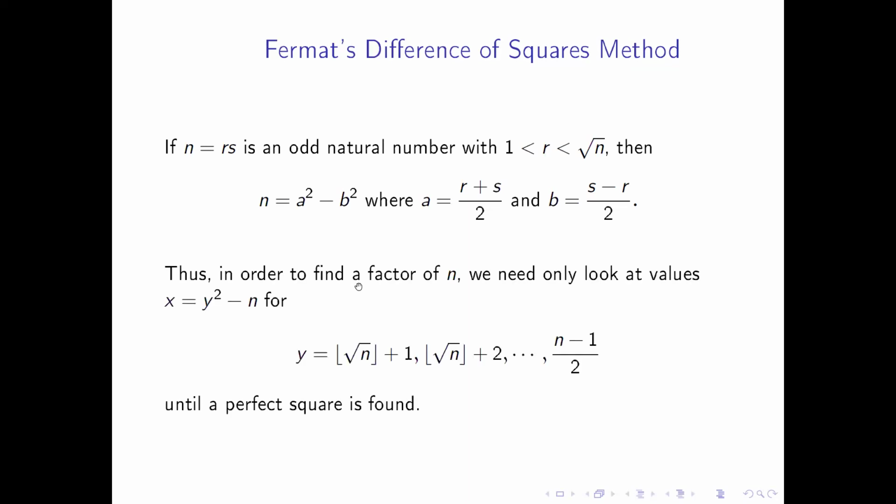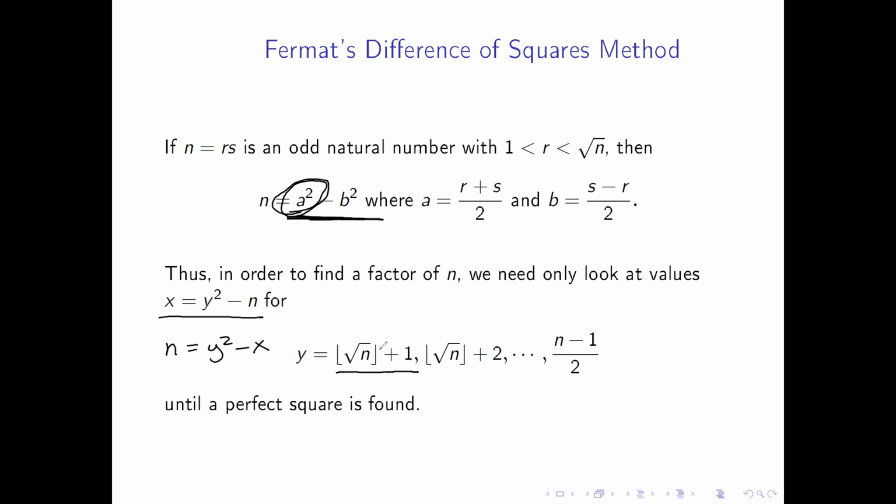Then in order to factor this, we only need to look at the values of x, where x equals y squared minus n. Why do we have to do this? If you think about it real quickly, I can rewrite this statement as n equals y squared minus x. So I'm going to pick some y value that starts at the square root of n, because remember, it has to be bigger than the square root of n, plus one more.